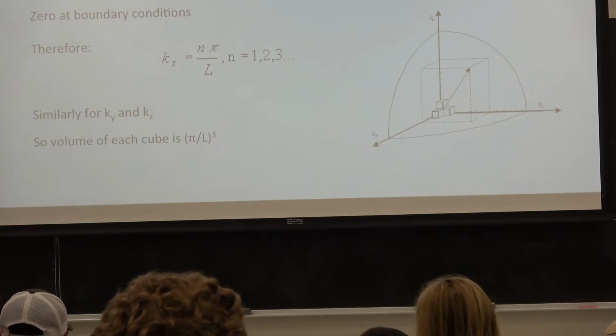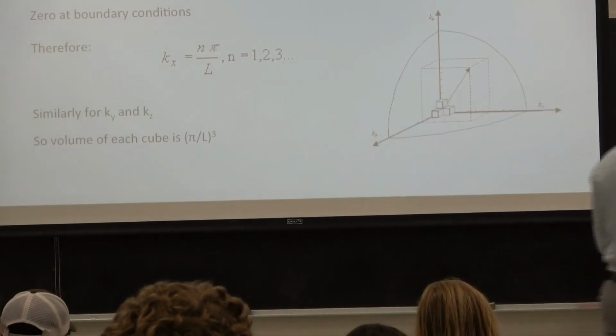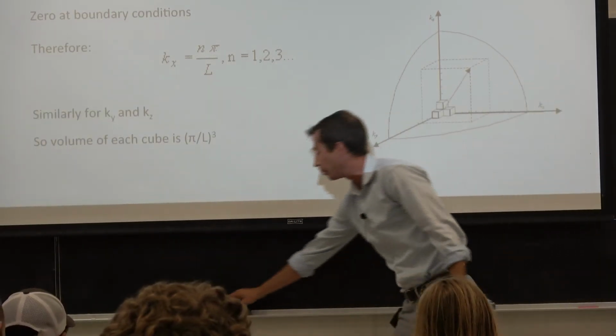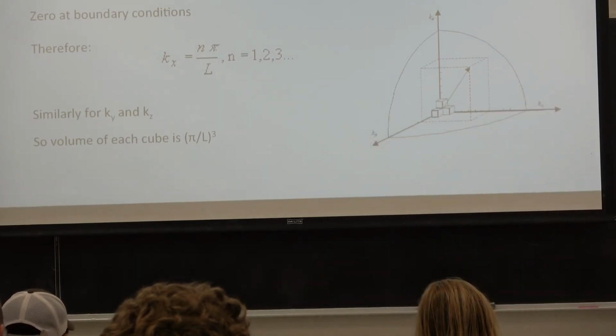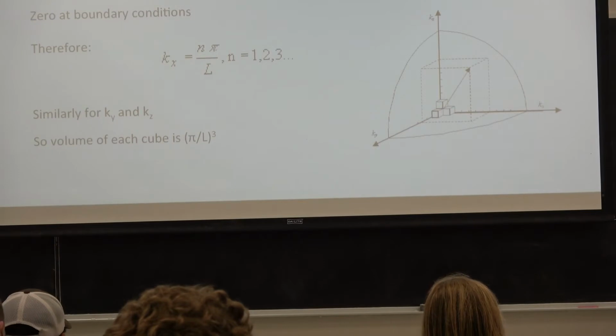Now, this is how many electrons we can have in this situation, right? That's not what density of states is. Density of states is the number of states per unit energy, per volume.